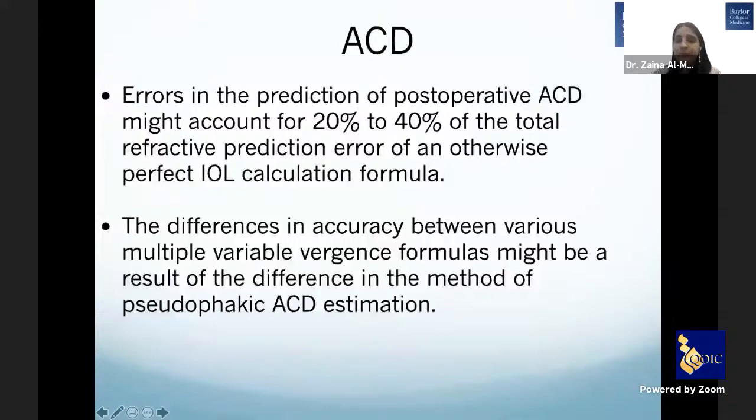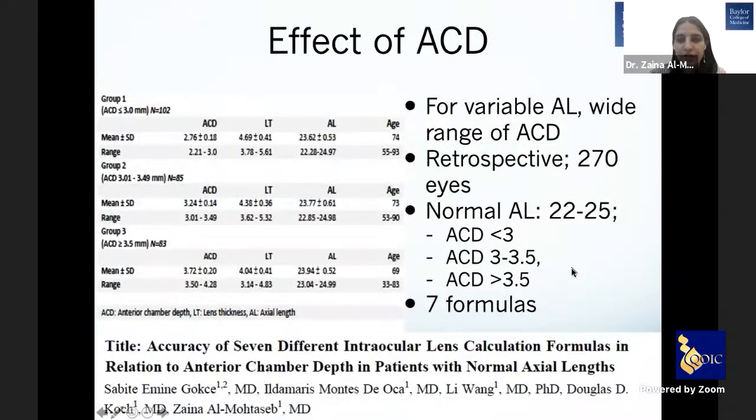So basically, in addition to just looking at axial length and just thinking about short versus long eye, it's important that sometimes in normal eyes, you have variability in anterior chamber depth. And that's why sometimes you might get some post-op surprises. And so we looked at 270 eyes with normal axial lengths between 22 and 25, and then divided them into 3 groups: less than 3 millimeters anterior chamber depth, normal between 3 and 3.5, and greater than 3.5, and then compared the 7 formulas here.